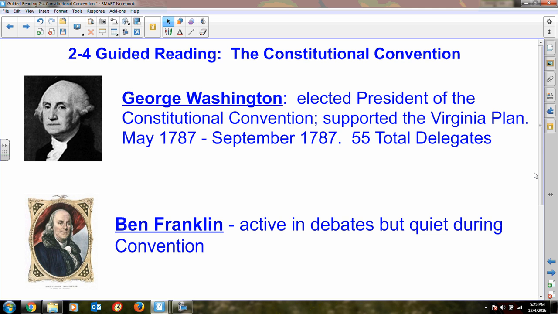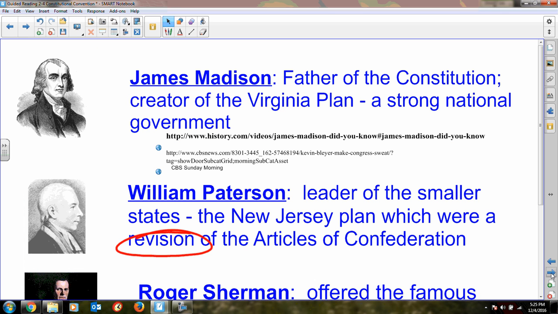Another quite famous individual, of course, is Benjamin Franklin. He was active in the debates, but quiet during the convention. And what that means is, like George Washington, he understood the influence that he had. And so during the debates and compromises that were going on, that's when he chose to exert his influence.